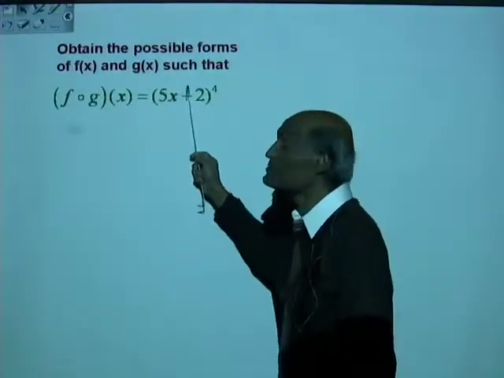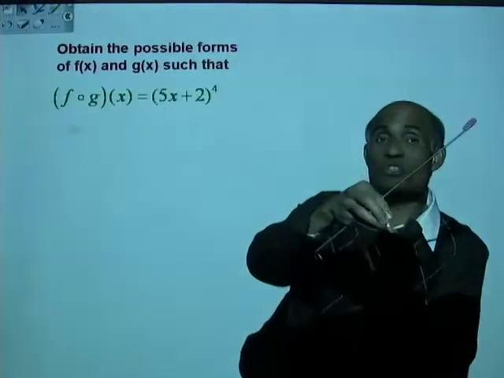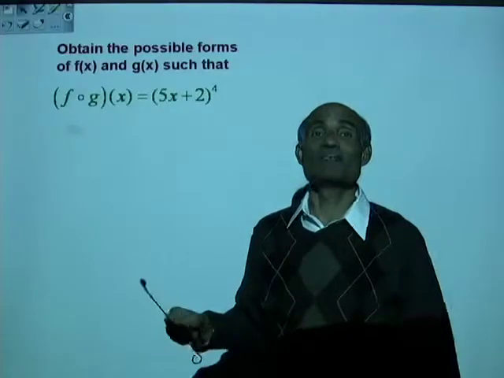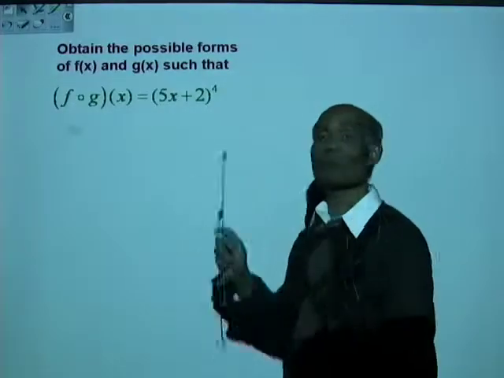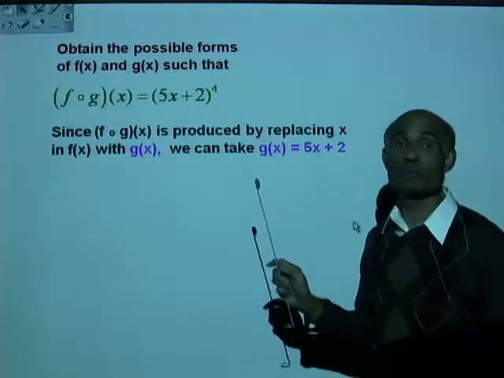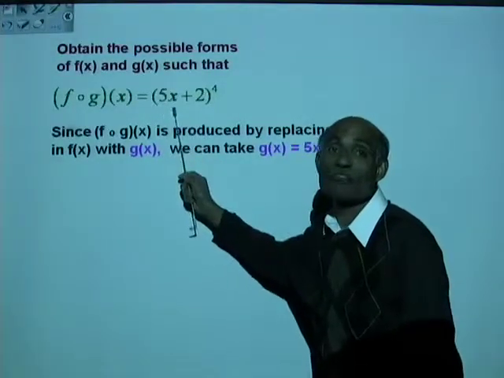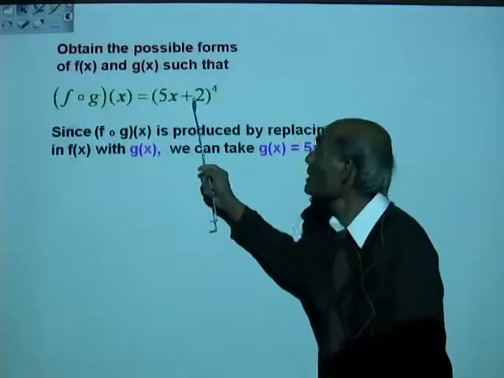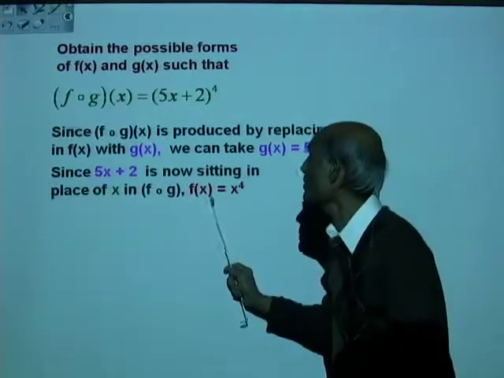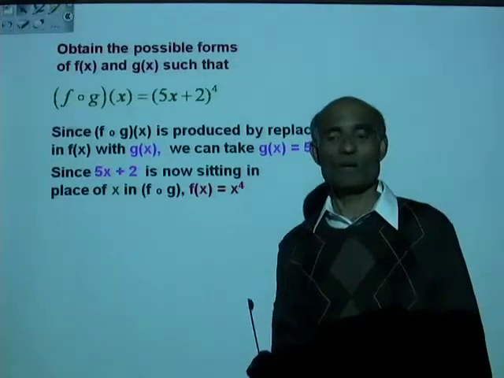If this quantity is g of x, and remember the x in f of x is going to be replaced by g of x to produce f of g of x. So then what will be f of x? f of x then will be x to the power of 4. That's right. So we take g of x equal to 5x plus 2, then f of x will become x to the power 4, because in producing f of g of x, it is that x that will be replaced by g of x. So your function f of x is now x to the power of 4. Alright.